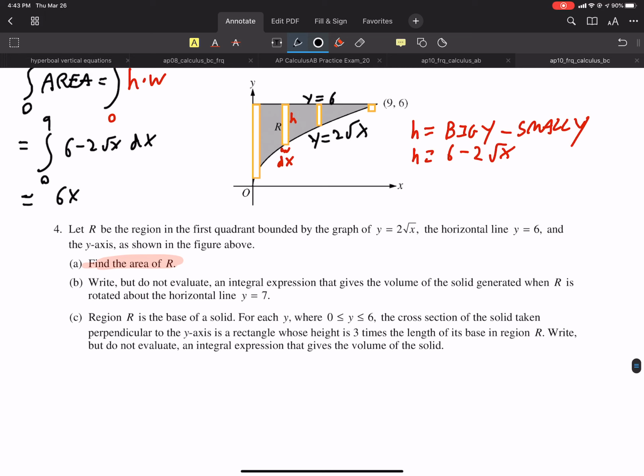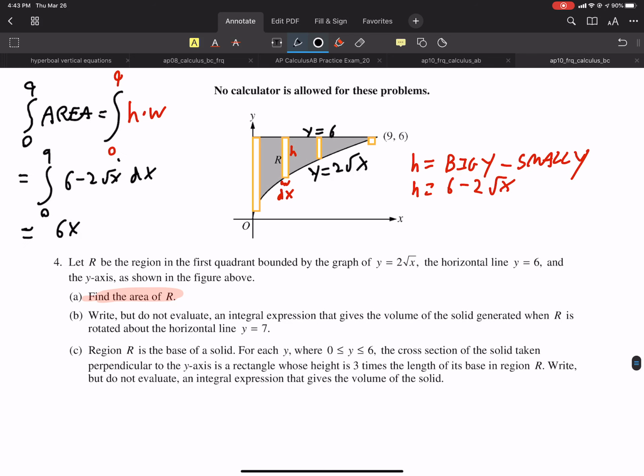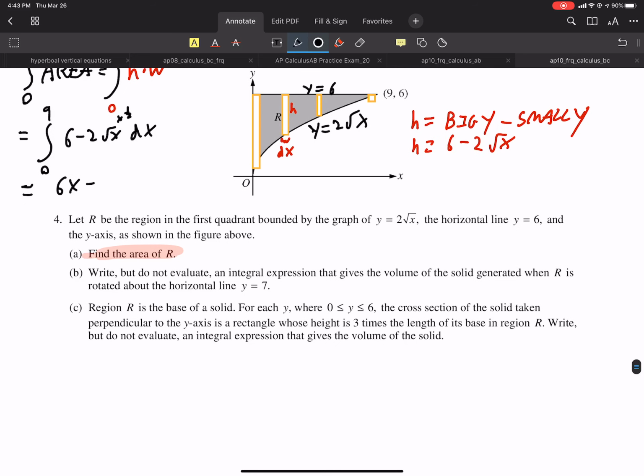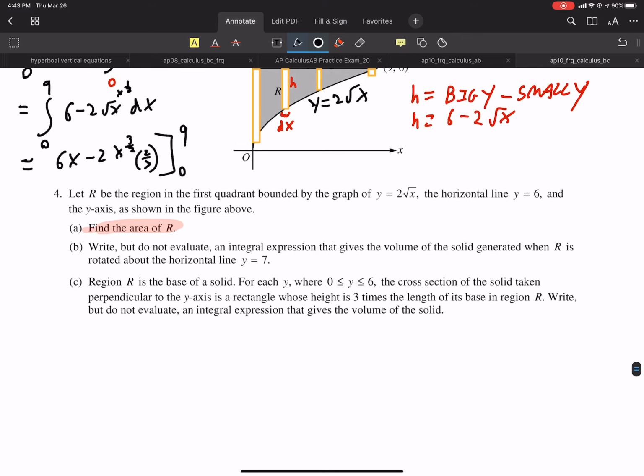Antiderivative of 6 is 6x. This is x to the 1/2 here, so a side note: it's going to be x to the 3/2. So x to the 3/2 divided by 3/2, which is times 2/3. And we're evaluating from 0 to 9. We're running out of room, I'll put it down here. So we get 6x minus 4x to the 3/2 over 3.